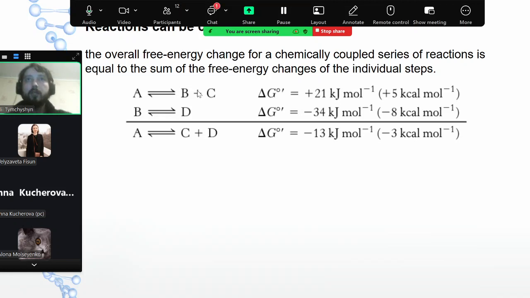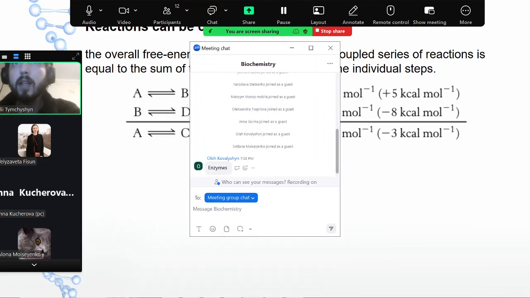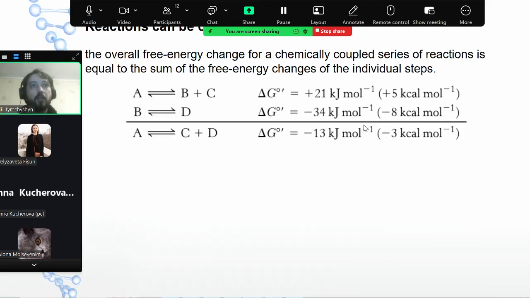It turns out, oh, I see some comment. Enzymes. Yes, enzymes are the key here, but please remember, enzymes do not shift the equilibrium. Wherever equilibrium is, there it is. Enzyme does not shift it. It just helps to acquire that equilibrium. So what is actually happening?